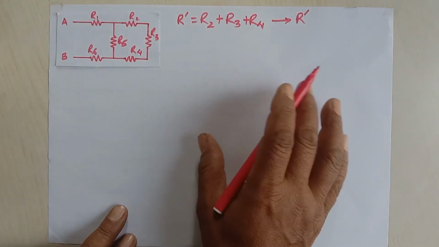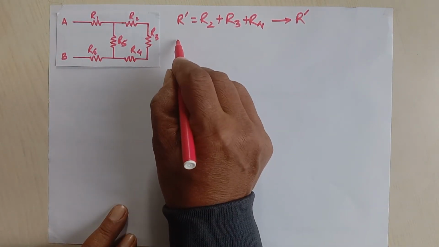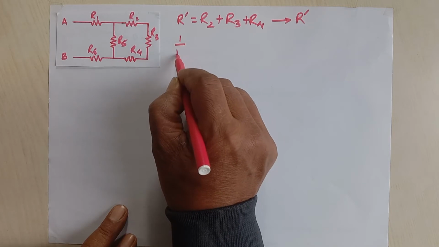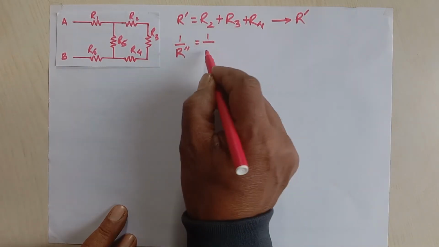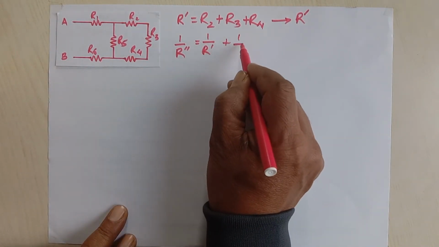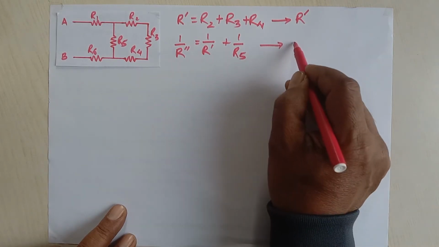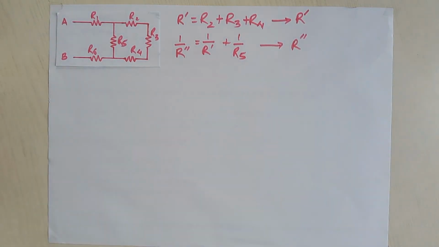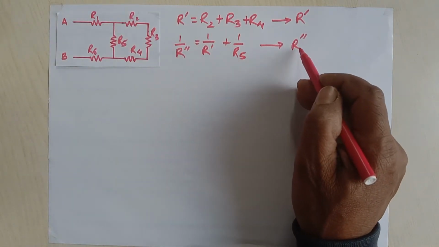So, what can we do? It is better to write this as R double dash, since they are parallel to each other. That's why 1 by R double dash is equal to 1 by R dash plus 1 by R5. This way we will calculate R double dash. Now what is left? All these are added, and lastly we have R double dash.